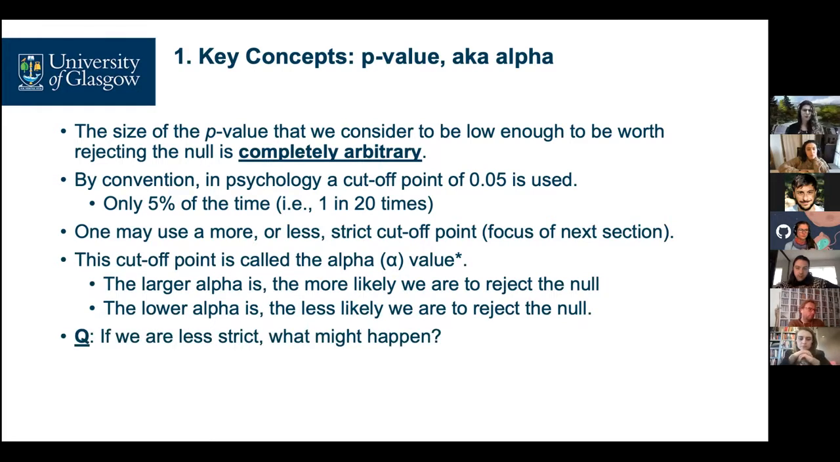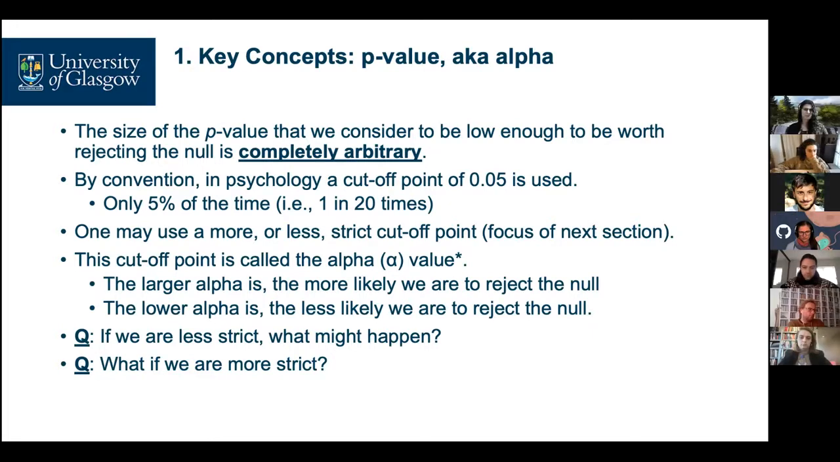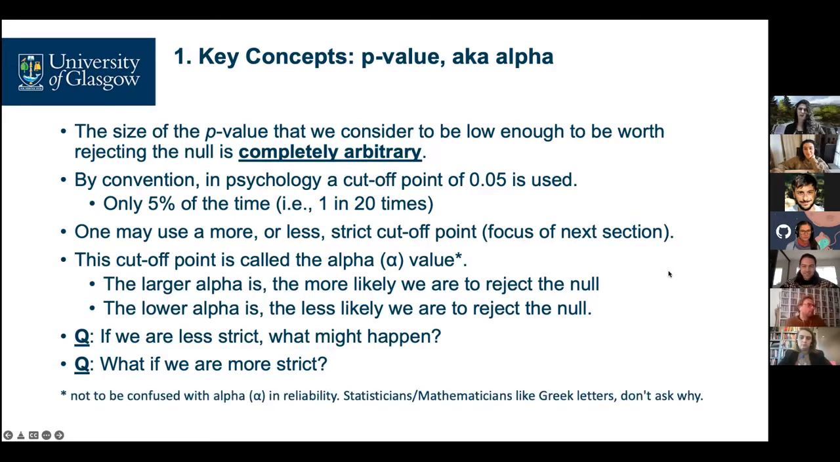So a quick question for you to consider in chat, and you can feel free to write your answers. If we are less strict, what might happen? So what are some of the concerns that we might have if we're less strict with p? So if our alpha value is higher, we're less strict. Currently I don't see anyone responding in chat. Oh, here we go.